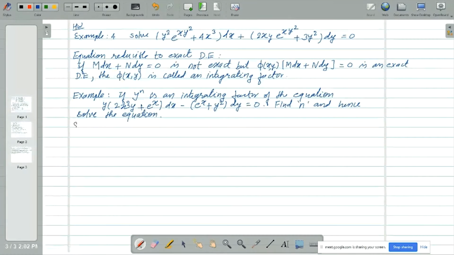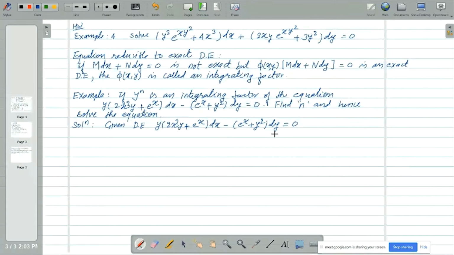So let us see how to find the solution of this. First of all, our job is to write down the given differential equation. The given differential equation is y(2x squared y plus e raised to x) dx minus (e raised to x plus y squared) dy equal to 0. This is the given differential equation.